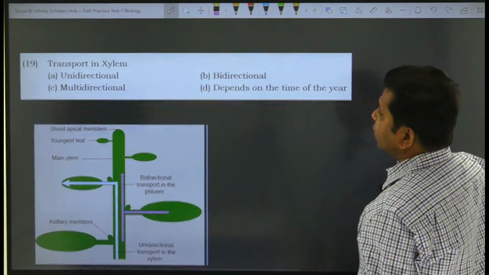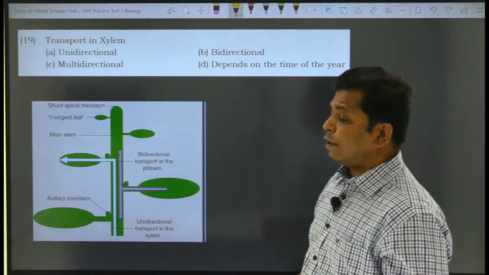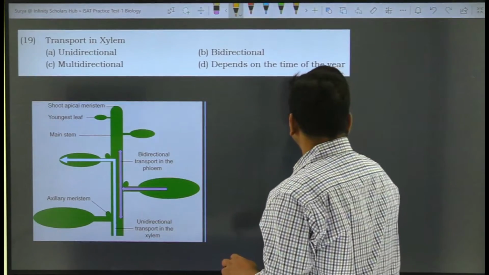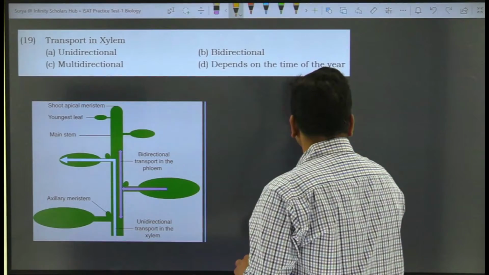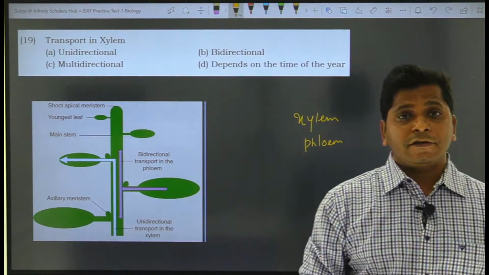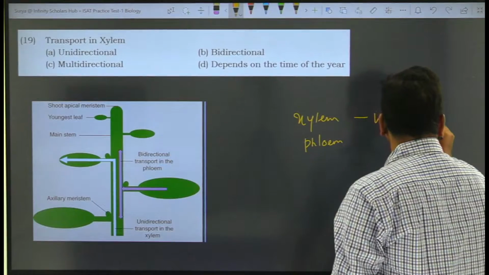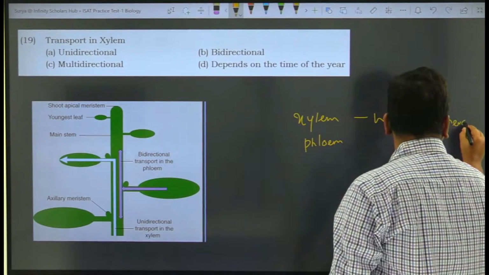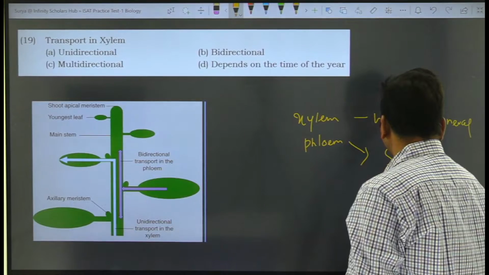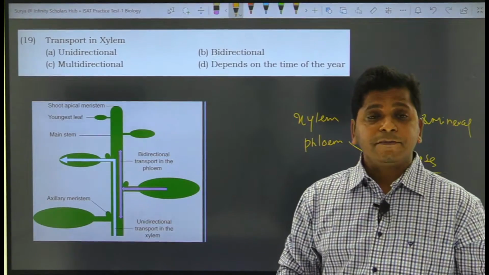Okay. Transport in xylem. Okay. So transport in xylem, as we know that plants consist of two different kinds of conductive tissues. What are those? Xylem and phloem. Okay. Xylem usually helps in the conduction of water and minerals. And phloem helps in the conduction of food, especially in the form of sucrose. Okay. So these are the two conducting systems present in the plant.